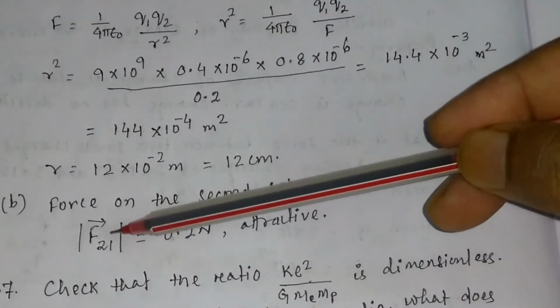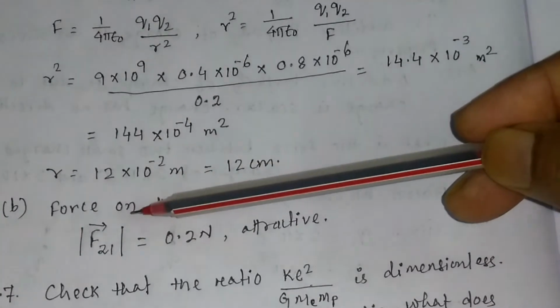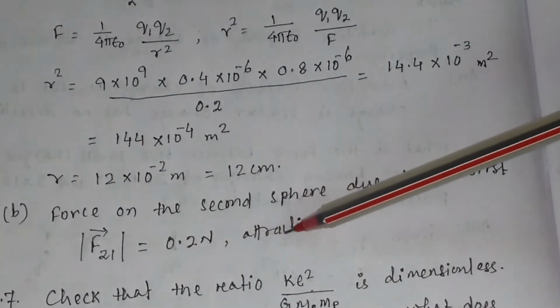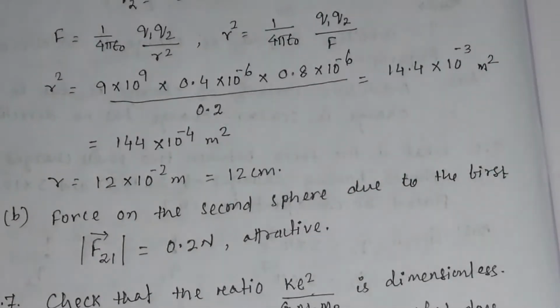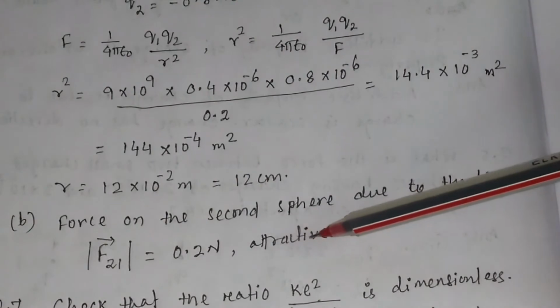And since we know the Coulomb force is a mutual force, the force on the second sphere due to the first, you write it F21. Its magnitude is given, 0.2 Newton, and the force is attractive. You remember, the two charges are given opposite, so the force will be attractive.